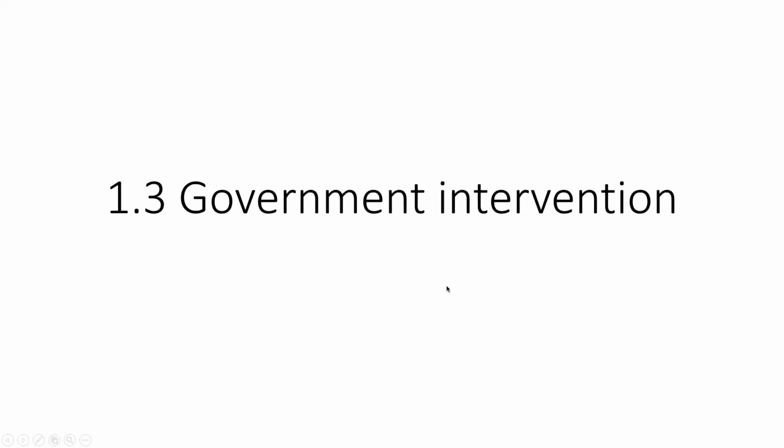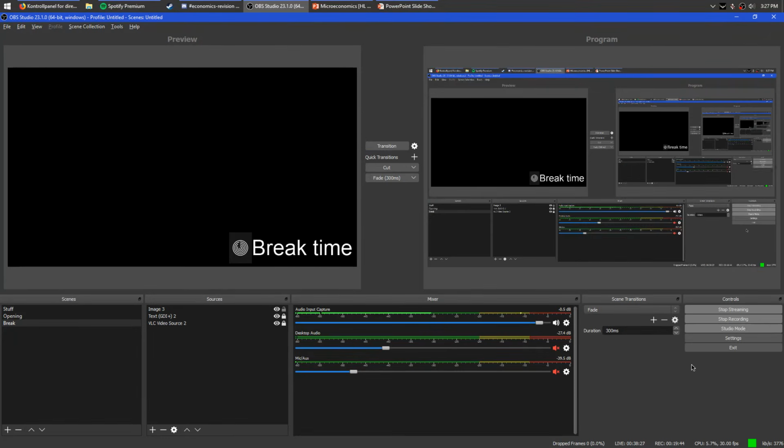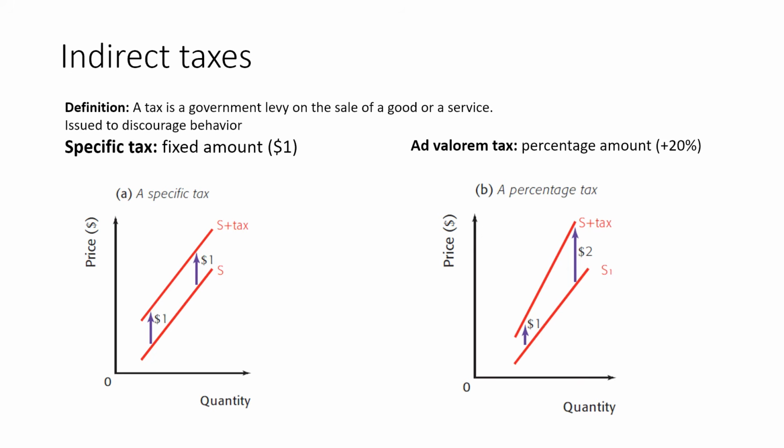Okay. Next is government intervention. So a form of intervention is indirect tax. Hold on, let me check if I'm recording. Yes, I am. The definition of an indirect tax is a tax that a government levies on the sale of a good or a service, used to discourage behavior or production.